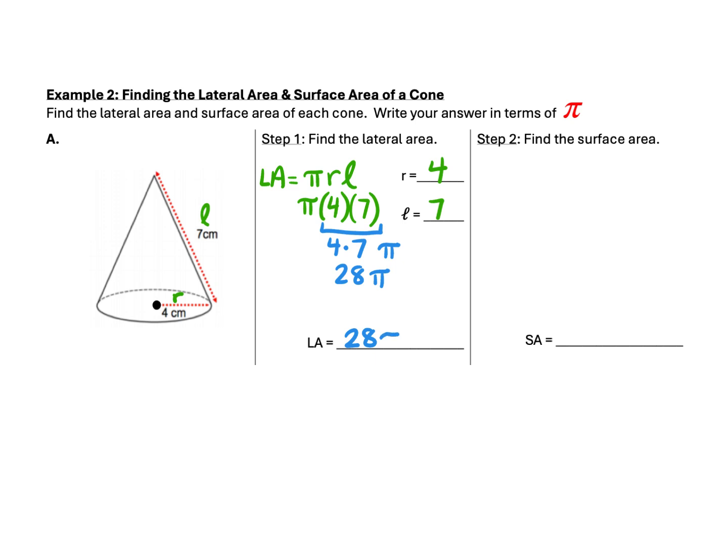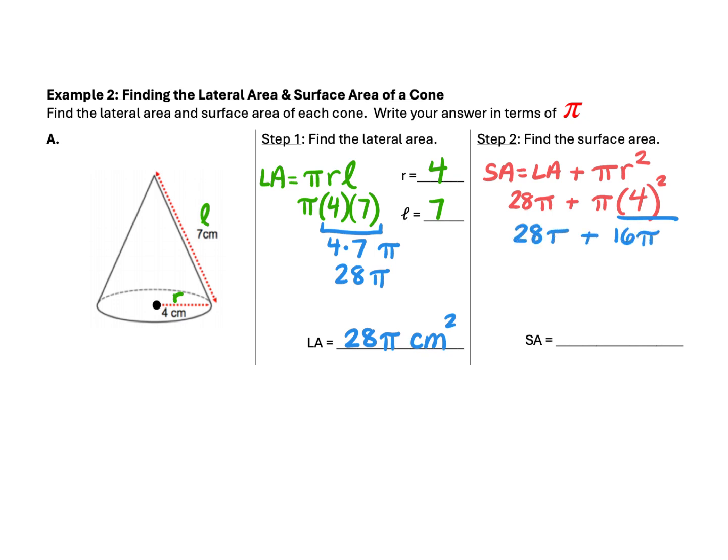Now, if we wanted the decimal approximation, we could use the pi button on our calculator, but I'm going to keep my answers exact. So here I have 28 pi is the exact lateral area. Now we can get the surface area. The surface area is the lateral area plus the area of the circular base, which is pi r squared. So let's take 28 pi, and then we'll add pi times r squared, and r is 4. Well, you want to square the 4 first. 4 squared, 4 times 4 is 16. So that's 16 pi.